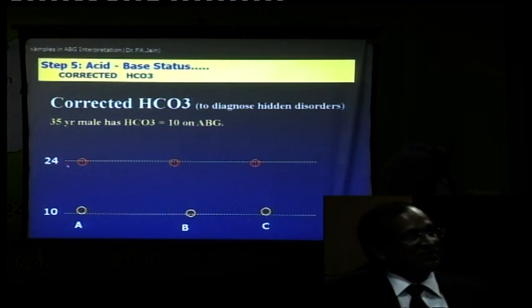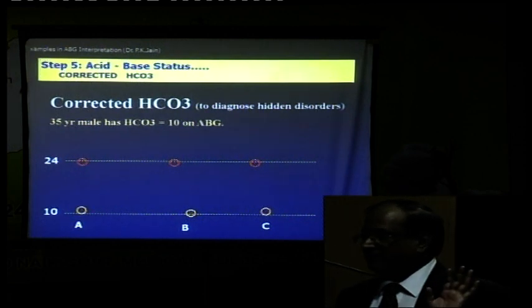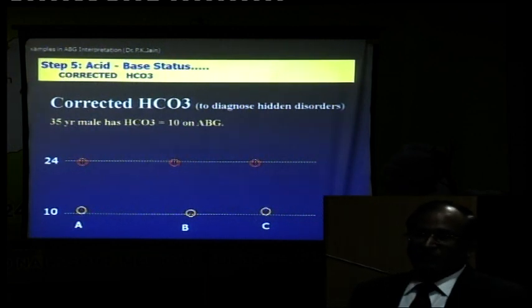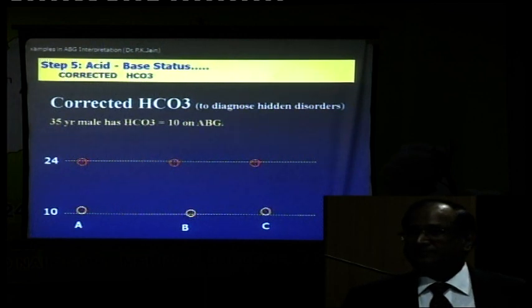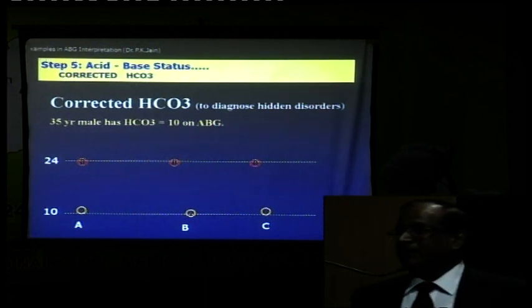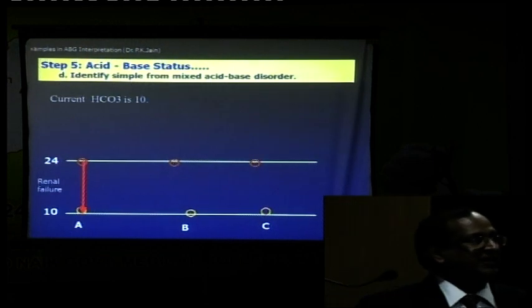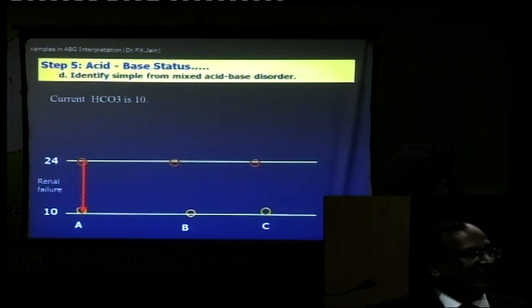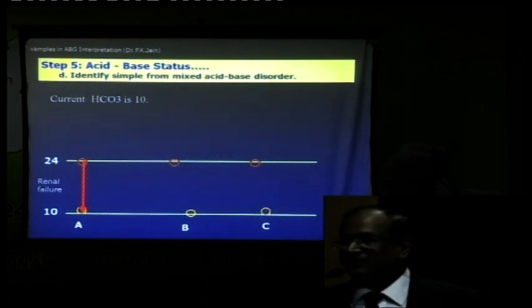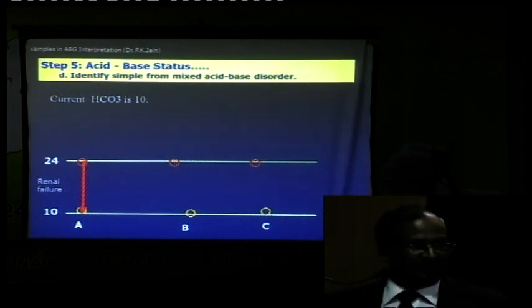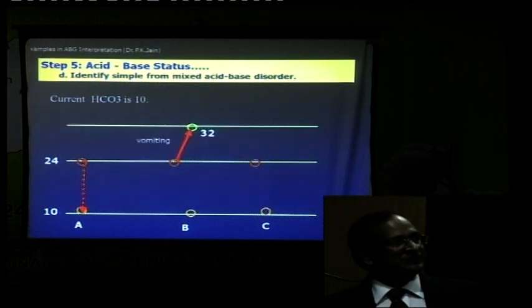The blood gas should have a bicarbonate of 24, normal. I see a report, bicarbonate is 10. That's all I know, bicarbonate is 10. My question is, how did it come to 10? One possibility is, some disease occurred, like renal failure, and brought the bicarbonate to 10. Simple metabolic acidosis. Remember this as type A.